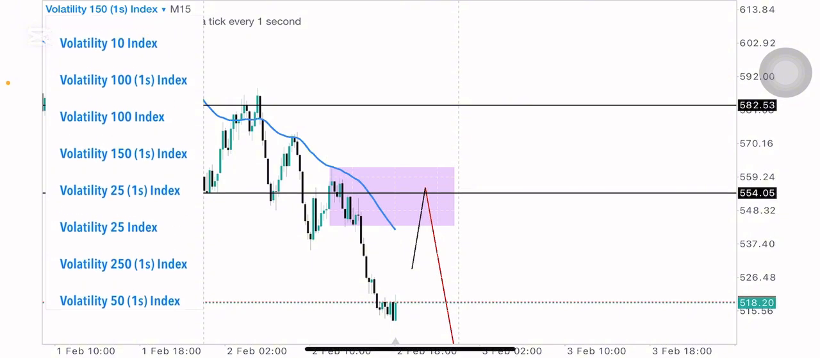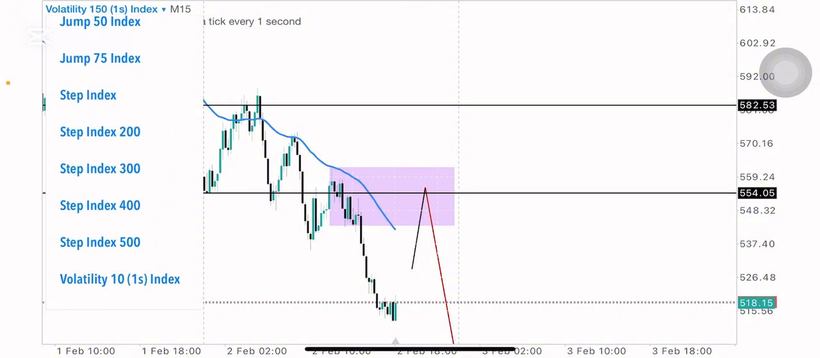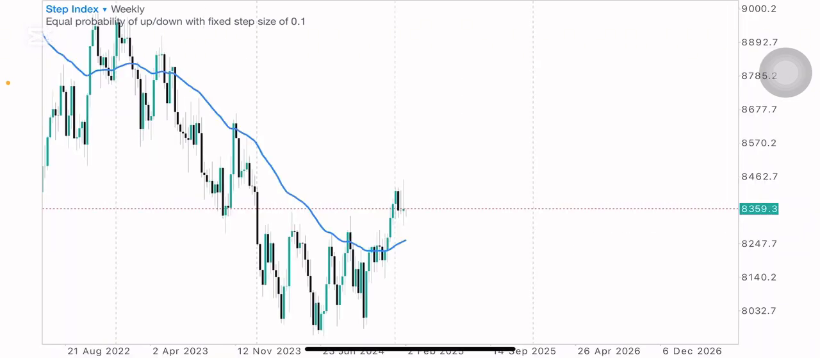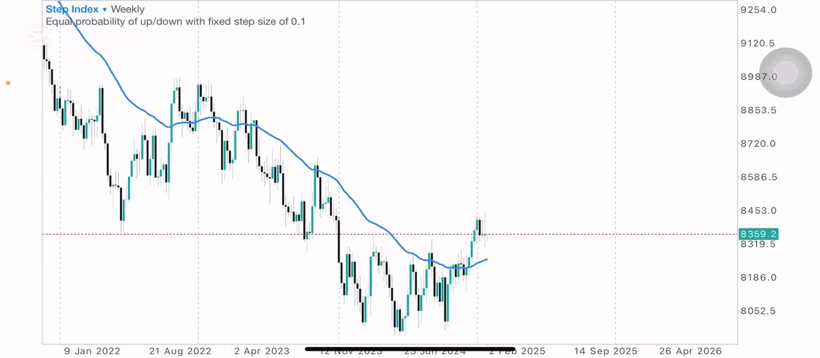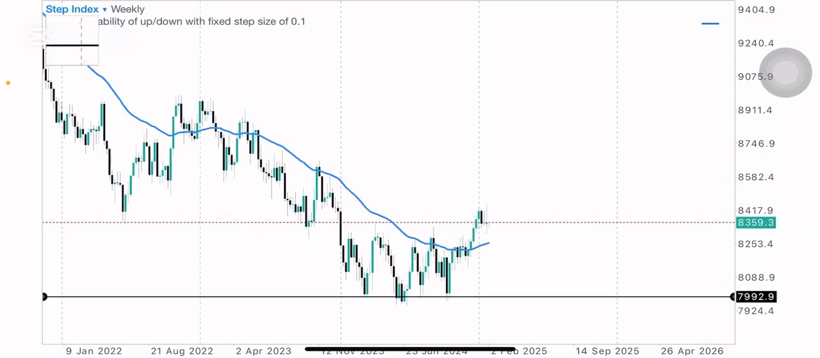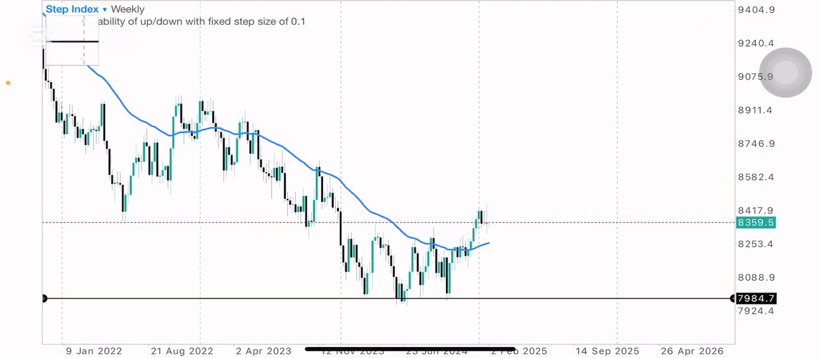Let's now check Jump. Okay, step index. Yeah, I love step index, man. Let's see step index from the weekly time frame. This is what we have. Step index must always give you some structure. Okay, so I have this. This is the first low.